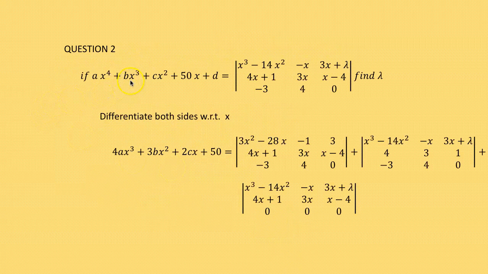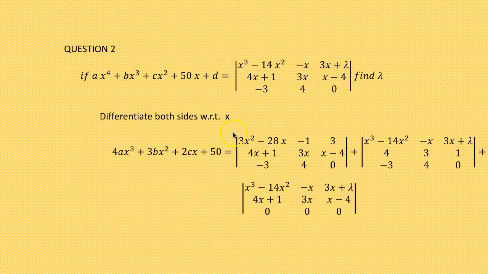Question 2. If ax raised to 4 plus bx cubed plus cx squared plus 50x plus d equal to this 3 by 3 determinant x cubed minus 14x squared minus x, 3x plus lambda 4x plus 1 3x, x minus 4 minus 3 4 0, find lambda.